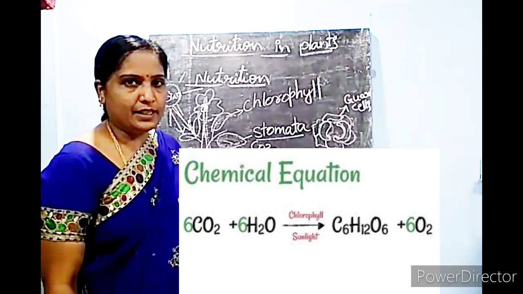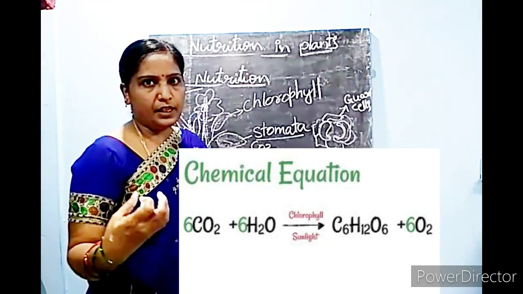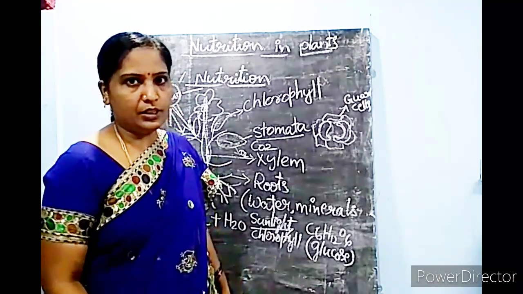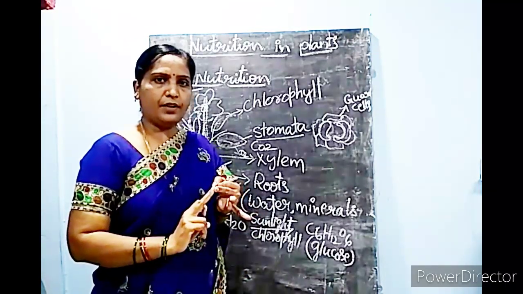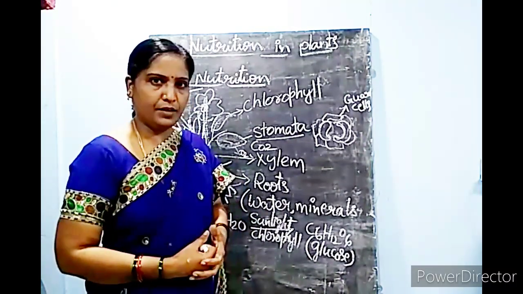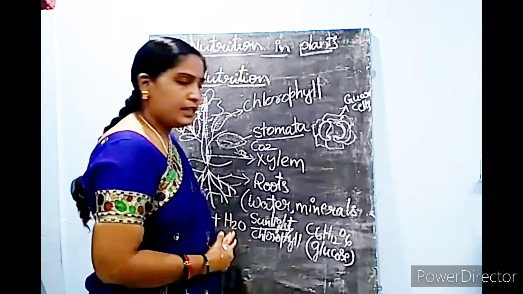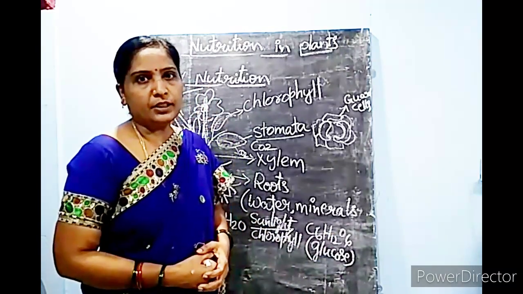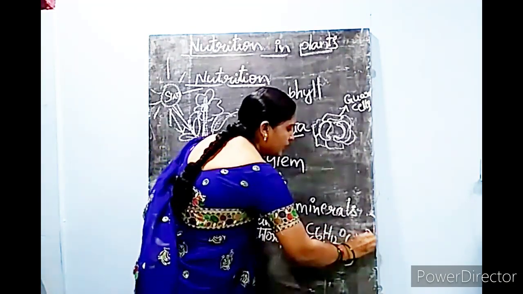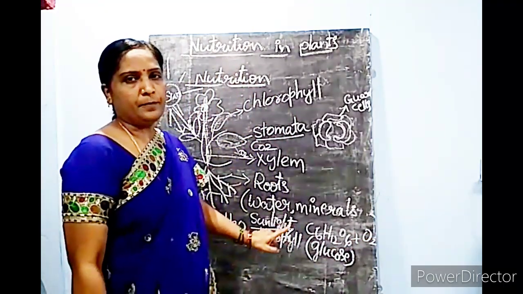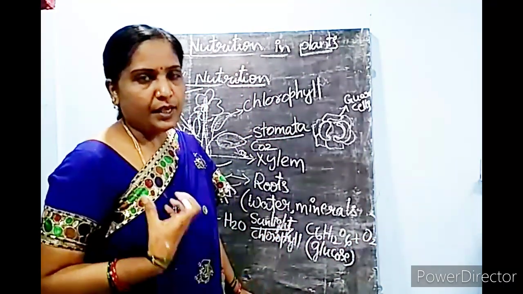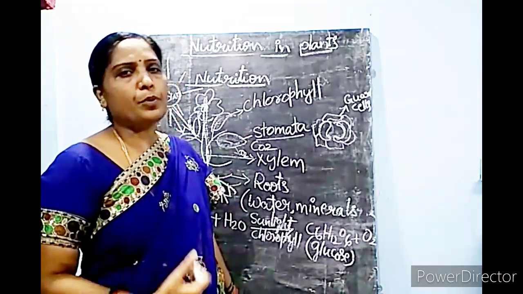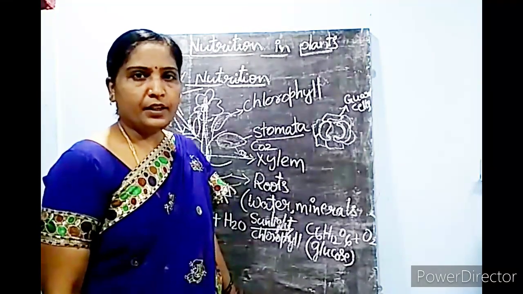You learnt in your class 6 the nutrients present in food. Different types of nutrients which are present in our food, like carbohydrates, proteins, fats, vitamins and minerals. You know very well, right? So by using this carbon dioxide and water, they are preparing carbohydrate, and along with this they are also releasing oxygen. That oxygen is very essential for all the living organisms for doing respiration process, for breathing, right?